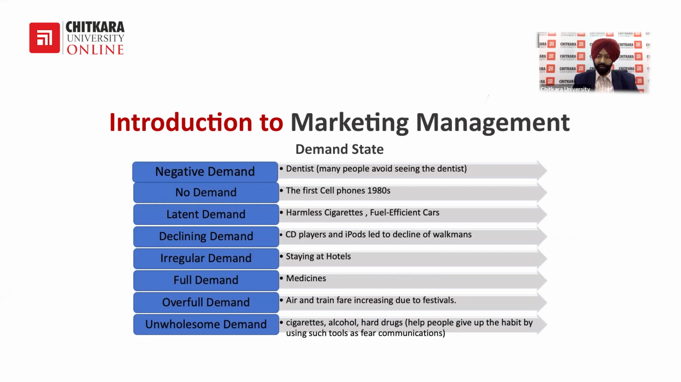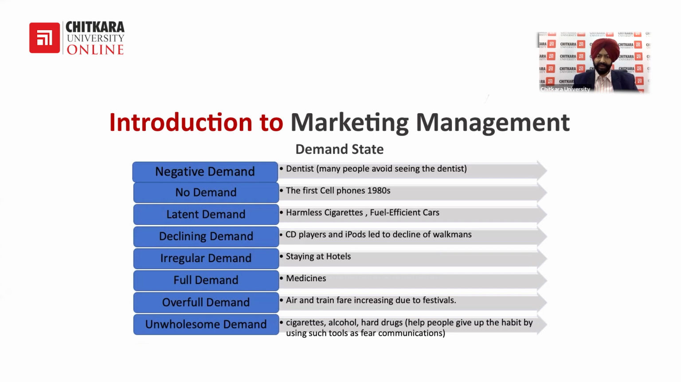Earlier, people used to flaunt Walkmans and walk around with that, but they are no longer in use. Irregular demand, we know in hotels, especially now after we've gone through some very disturbing, unusual and unprecedented times, we see people taking to all these hill stations and dream destinations, and suddenly you see a surge in hotel occupancy. So it's an irregular demand. It may go up, it may go down, it could be seasonal.